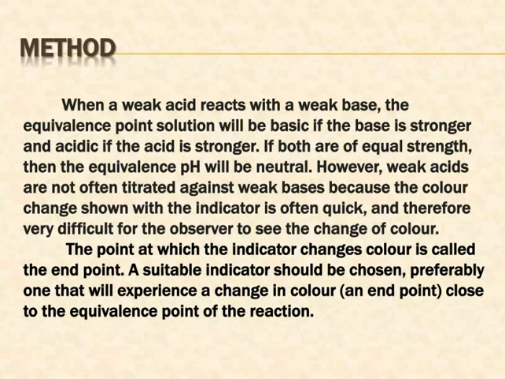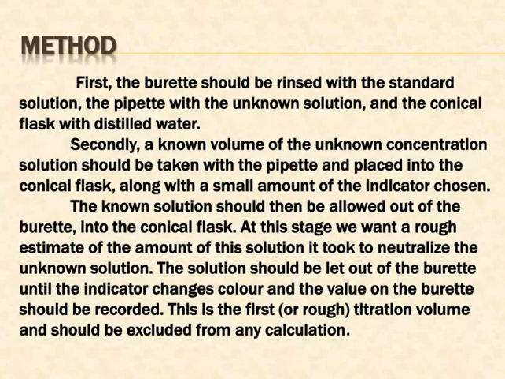However, weak acids are not often titrated against weak bases because the color change shown with the indicator is often quick and therefore very difficult for the observer to see. The point at which the indicator changes color is called the endpoint. A suitable indicator should be chosen, preferably one that will experience a change in color at an endpoint close to the equivalence point of the reaction.